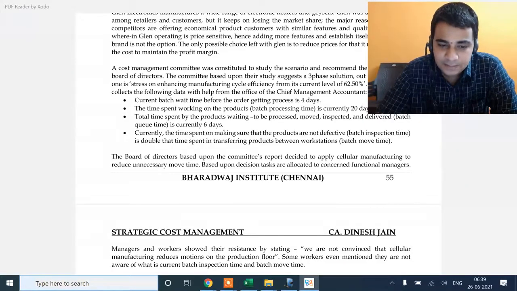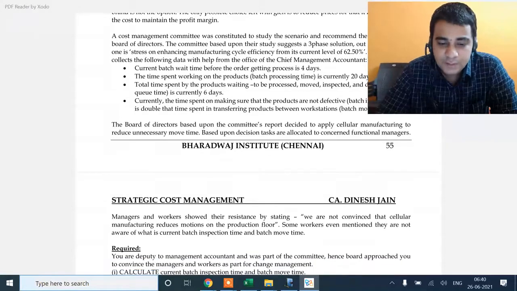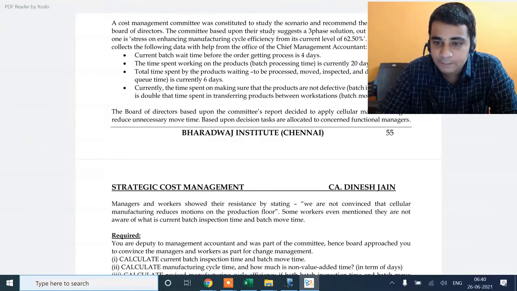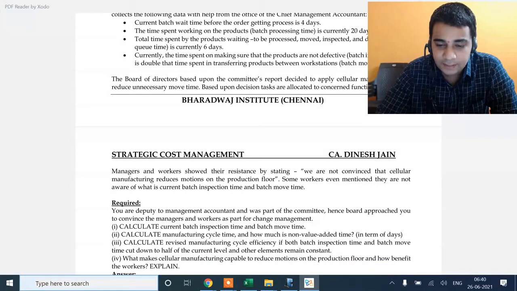Based upon the decision, tasks are allocated to the concerned functional managers. Managers and workers showed their resistance. We are not convinced that cellular manufacturing reduces movement on the production floor. Some workers even mentioned they are not aware what the current inspection and movement time is. You are deputy to the management accountant and were part of the committee, hence the board approached you to convince the managers and workers as part of change management.